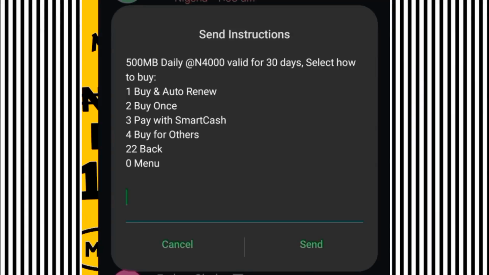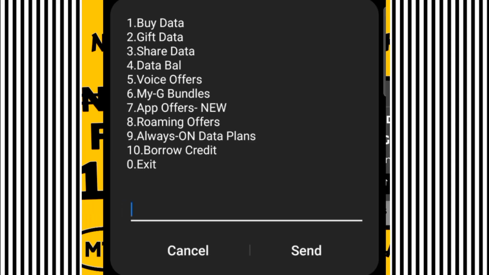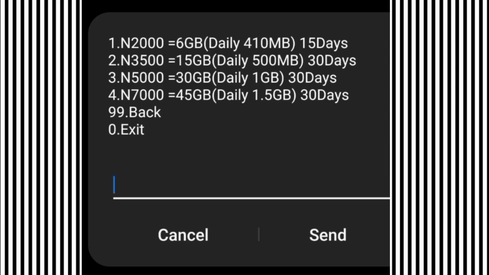So I'll go to my Glow right now. I'll just dial *312 again. Once I dial *312, this loads for us. Over here I'll click on number 9, which is the always on data plan. Can you see that? Once I click on number 9, you get to see this. Can you see Glow even has several offers for you? In case you cannot afford the one for the 9,000, you can come to Glow.